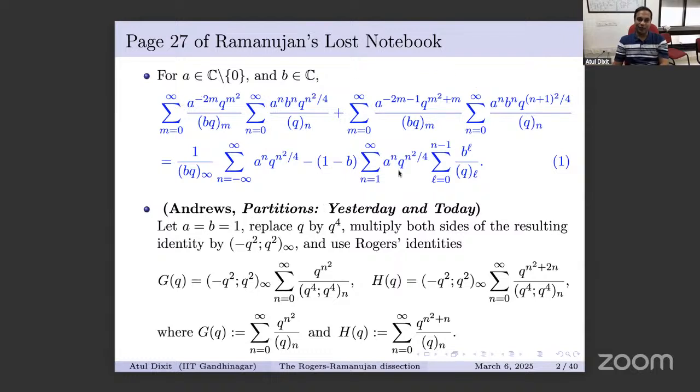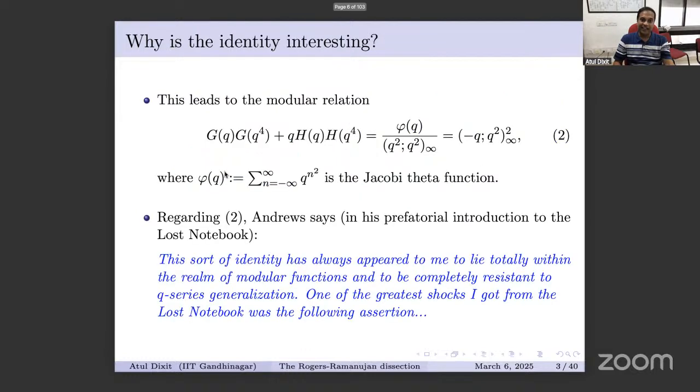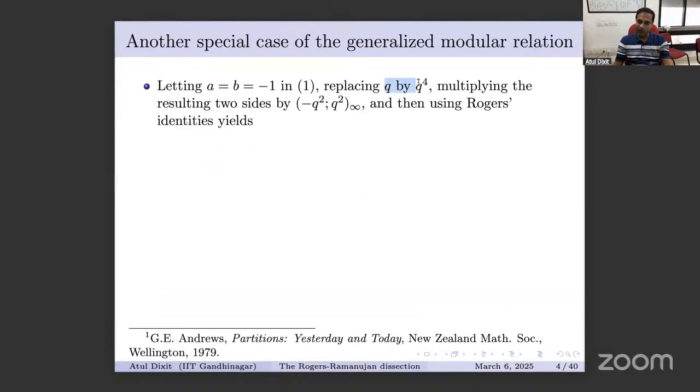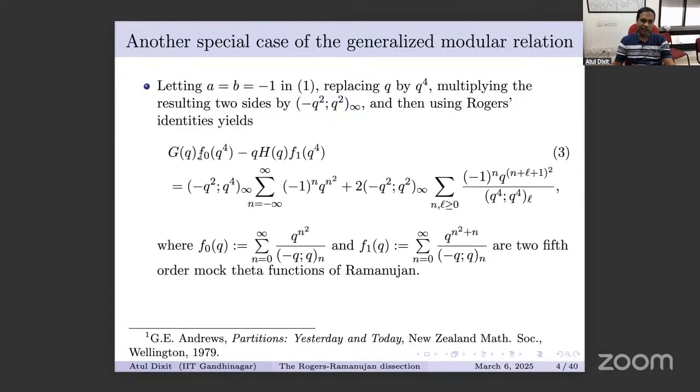If you see this particular thing, we put a and b as 1. Now, if I put a and b as -1, and then again replace q by q raised to 4, and you multiply by (-q^2; q^2)_infinity, again use the two identities of Rogers, this is what we get. G(q) and H(q), again the two Rogers-Ramanujan functions are there. And here we have the fifth order mock theta functions coming in, f0 and f1.